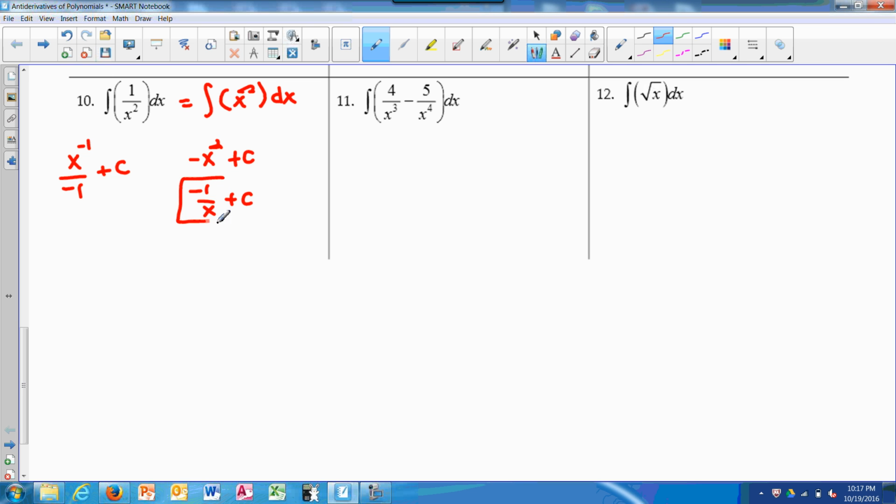Be very careful that you don't think that this negative power and this negative constant scalar multiple are going to cancel. They don't affect each other.